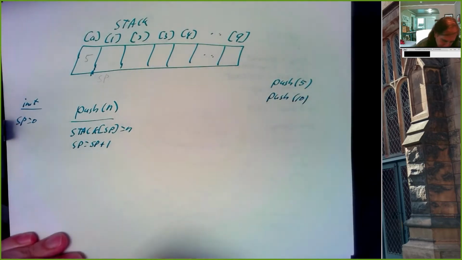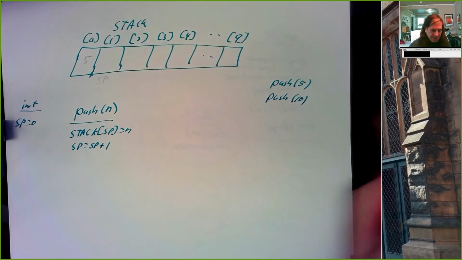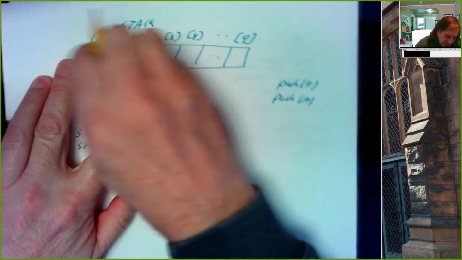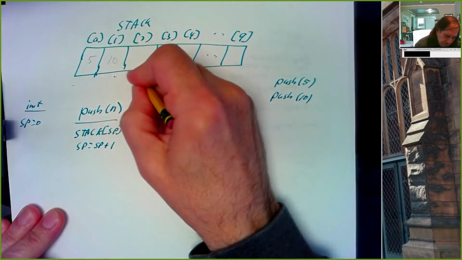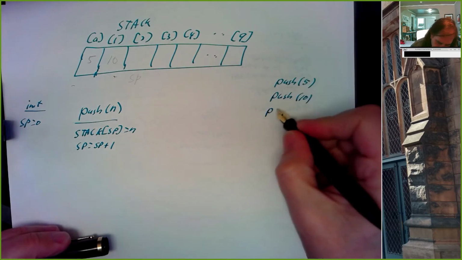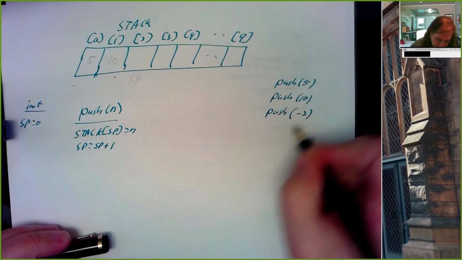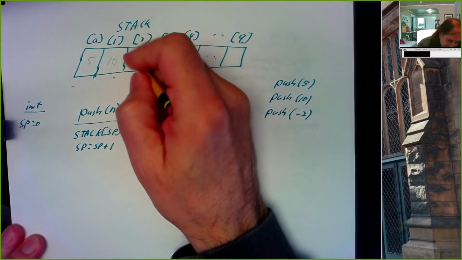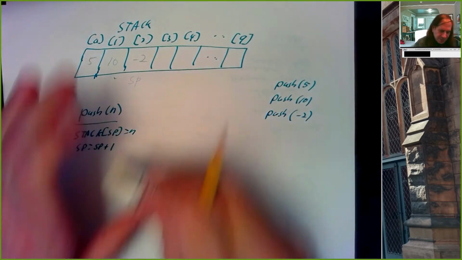Push a 10: save a 10 at the location given by the stack pointer, increment the stack pointer. We'll push one more. We'll push a -2: save it at the location given by the stack pointer, increment the stack pointer.